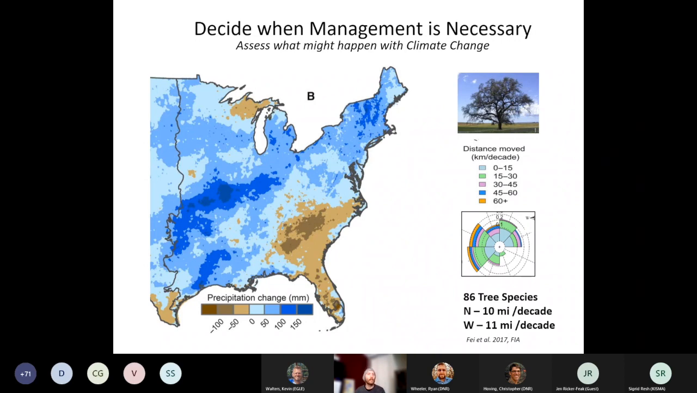We've seen a lot of species movement in the face of not only changing climate, but precipitation as a result of that. So in this example, we've seen 86 tree species move north and west by roughly 10 miles a decade. And that's significant, and that has major implications for what type of management you're going to implement and how it relates to what you expect or want the site to be in the future.